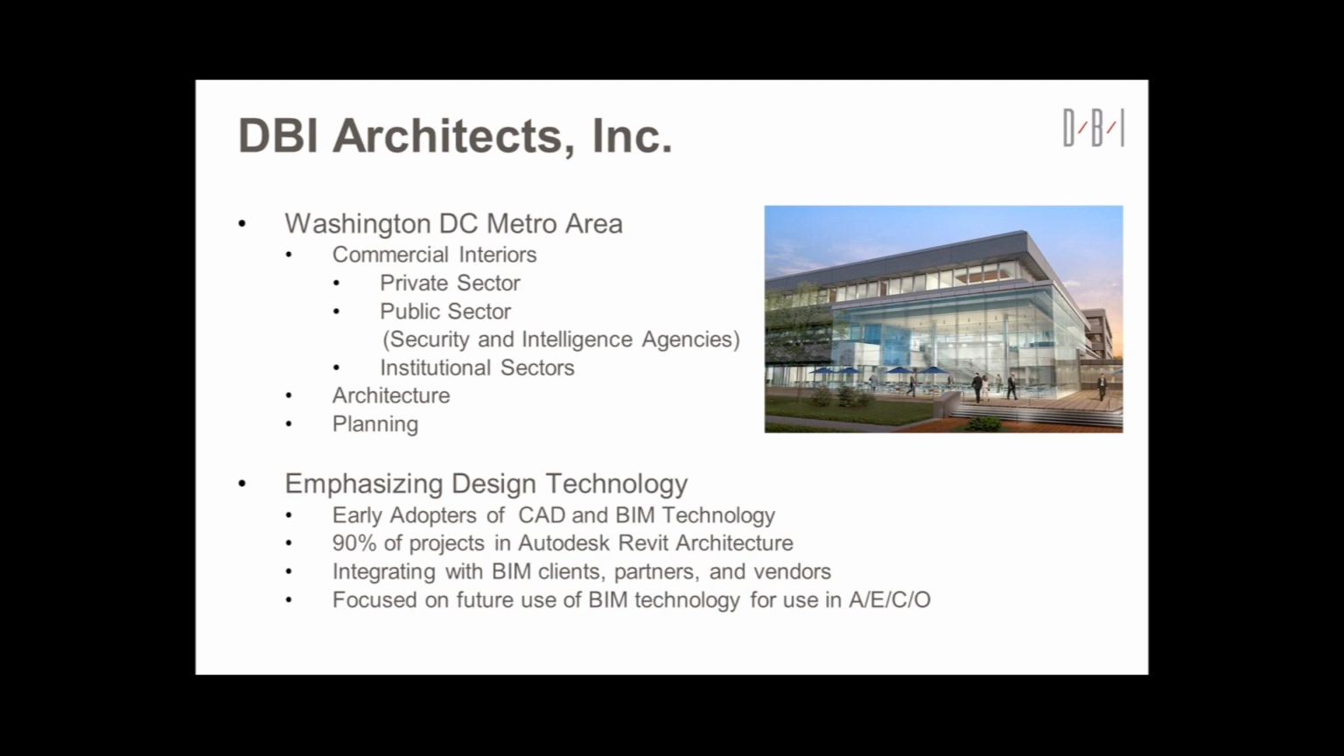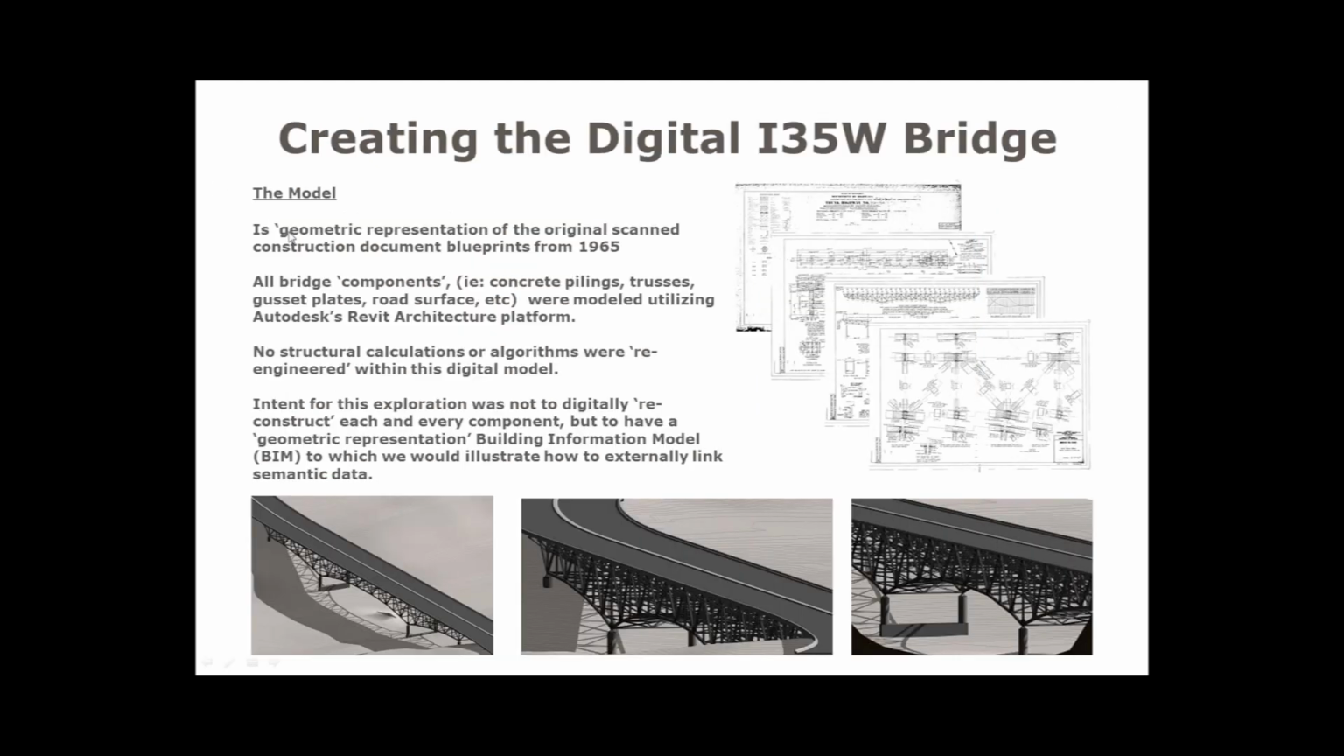So, Dean, if you could just toggle into the next slide there for me. With regards to this bridge, what we did, as Alex mentioned earlier, is he was able to get his hands on the original blueprint. There were about 95 drawings in that set. We basically built a geometric representation of this bridge. All the components of the bridge, the concrete pilings, the trusses, gusset plates, road surfaces, were modeled using Revit architecture. Specifically, we're using the 2013 version.